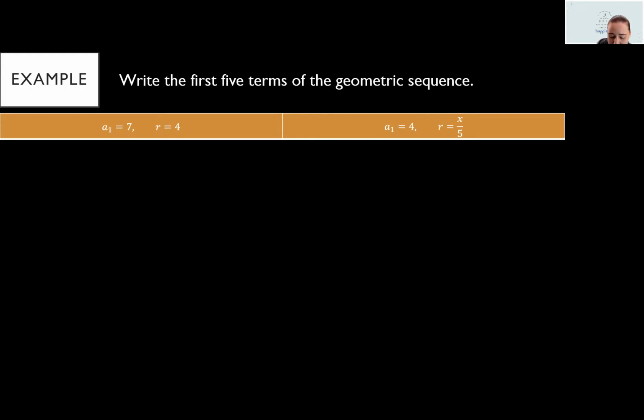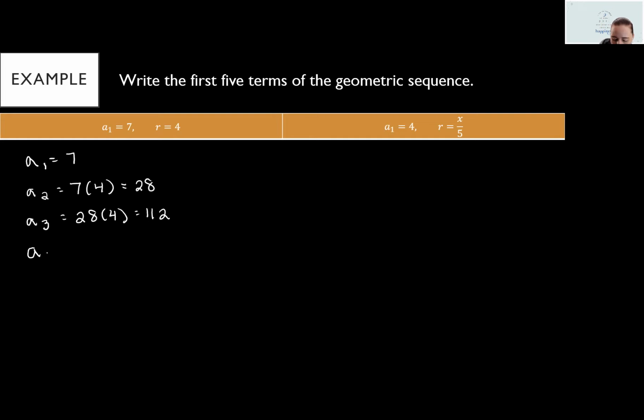Okay, so we start. When we say the first 5 terms, that starts with A1. We're already given the first term here, 7. To get the second term, you multiply your previous term by your r. Our r for this first example is 4, so we just do 7 times 4. That's 28. Then our third term, you take the previous term and multiply by r. So 28 times 4, 112.